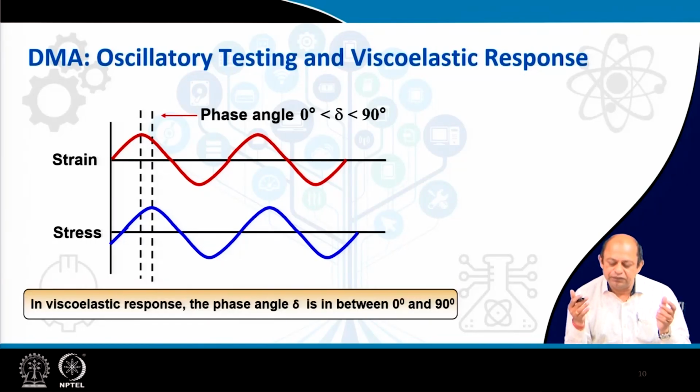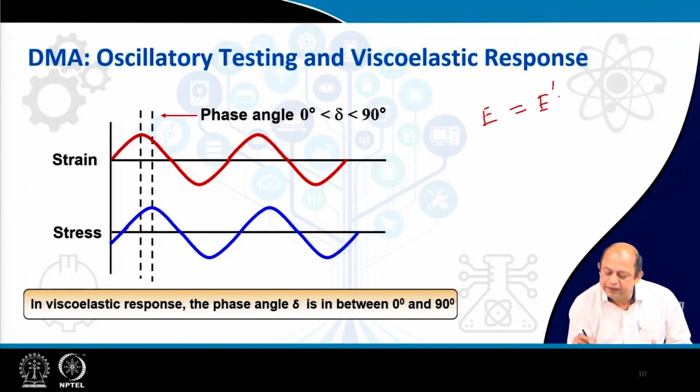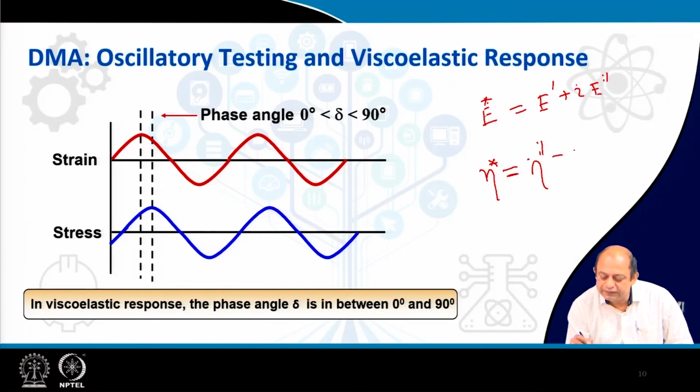When I try to see it from the solid perspective, as I mentioned, modulus is the more pertinent one. So E star equals, dynamically, two components: a real component and an imaginary component, E prime plus i E double prime. Similarly, if I consider it as a liquid, it has a viscosity. I will put a star here, because it is a complex number. The viscosity will have two components: eta star equals eta prime minus i eta double prime.